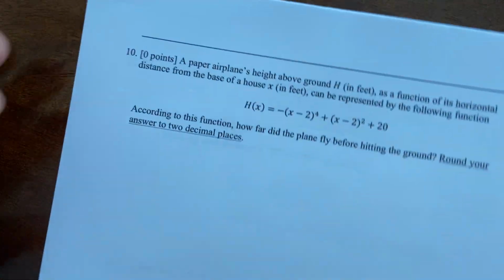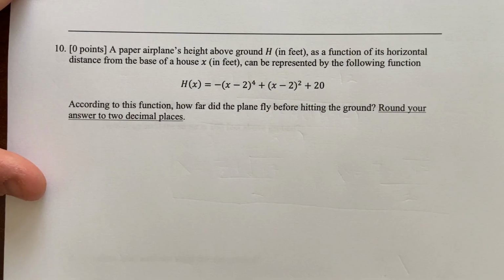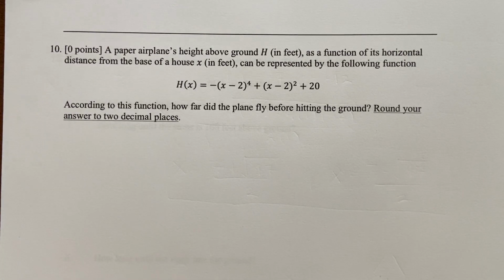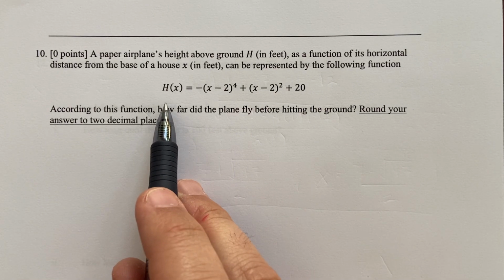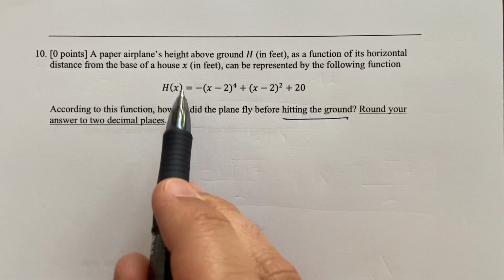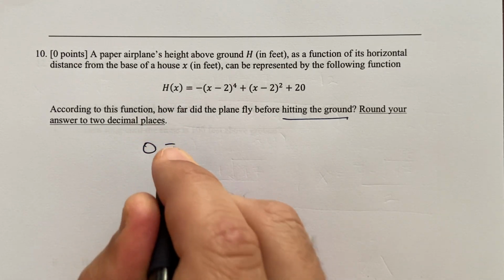Number 10 says a paper airplane's height above ground h in feet, as a function of its horizontal distance from the base of the house x, also in feet, can be represented by this function. According to this function, how far did the plane fly before hitting the ground? Round your answer to 2 decimal places. If the plane hit the ground, then its height is 0, so I'll plug in a 0 there as a first step.